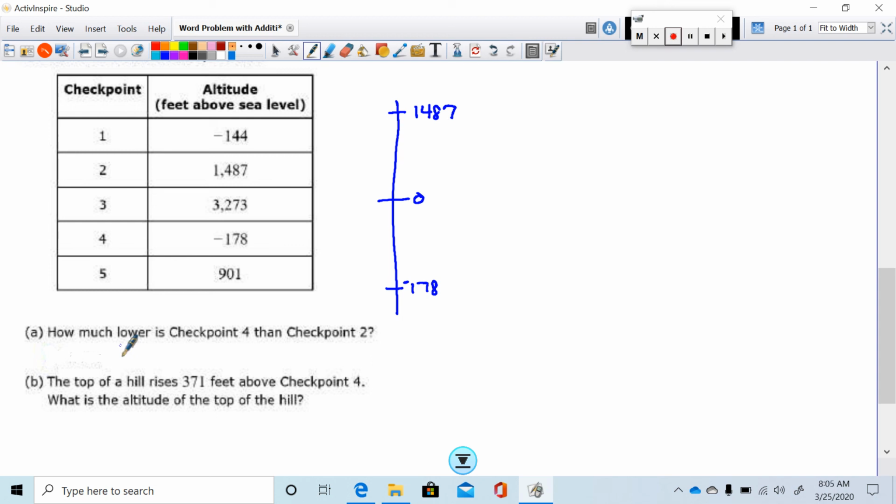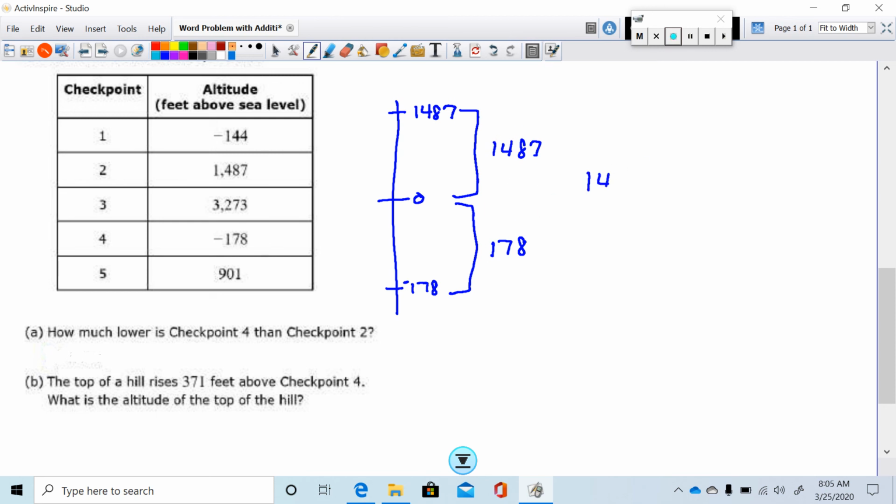How much lower? So it's asking you again, how much do you have to move from this one to get to this one? So from 1487 to 0 is 1487. And from 0 to negative 178 is 178 units. You don't measure distance in negative numbers, so you have to take the absolute value. Okay, so you're adding the distances.